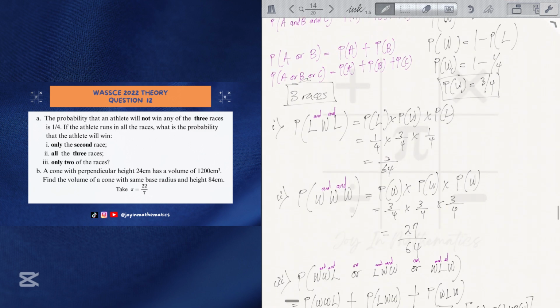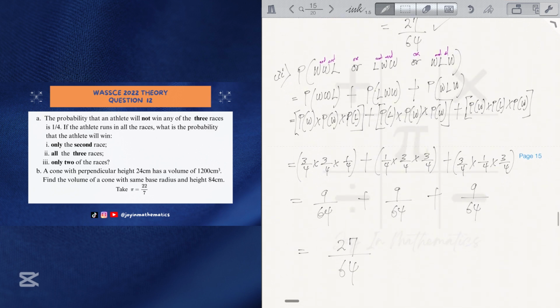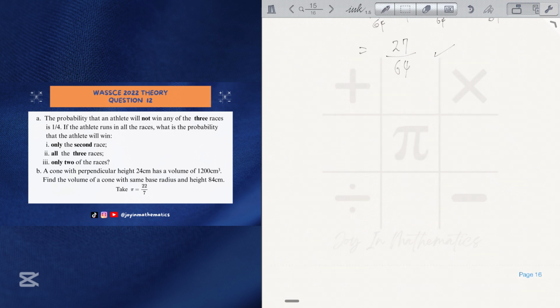Now we can see here that we have evaluated the probability that the athlete will win only the second race to be 3/4, that the probability that the athlete will win all the 3 races to be 27/64, and the probability that he will win only 2 of the 3 races to also be 27/64. And you notice that the answer we got in II is equivalent to III. And now let's proceed on to B aspects. All right, let's go to the new page and let's do B.